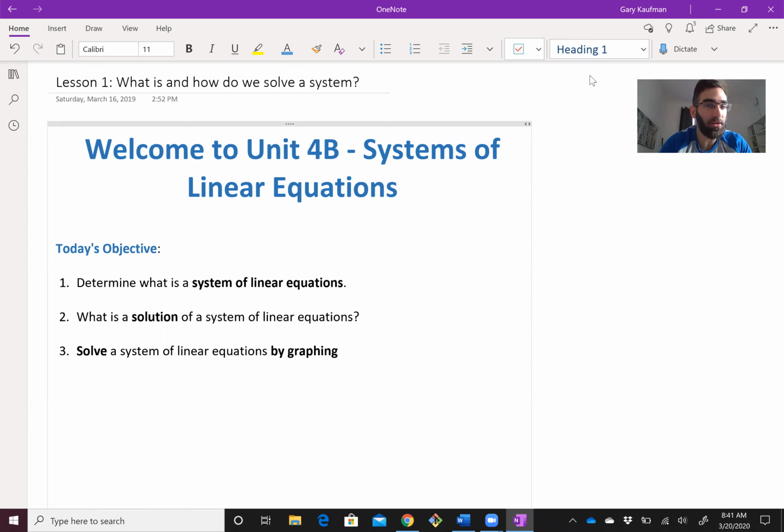So today our goal is to think about what is a system of equations, specifically linear equations, what it means to be a solution to a system of linear equations, and how to solve a system of linear equations by graphing. So without further ado, let's get started.